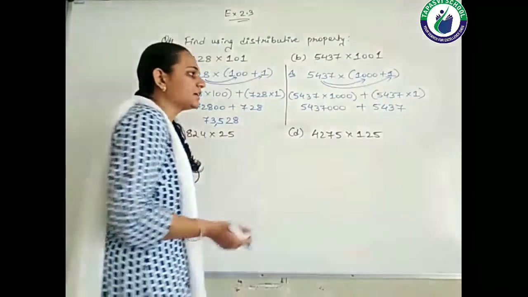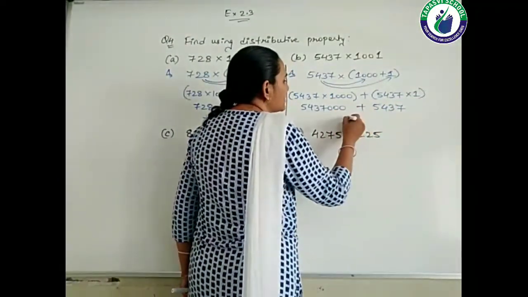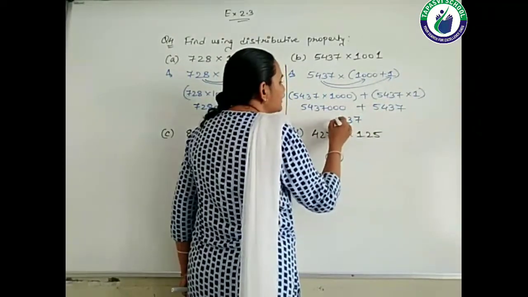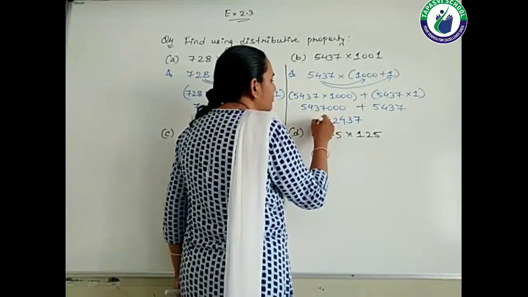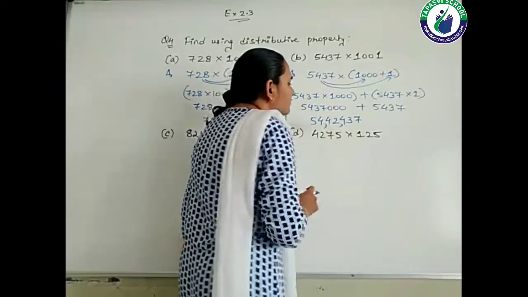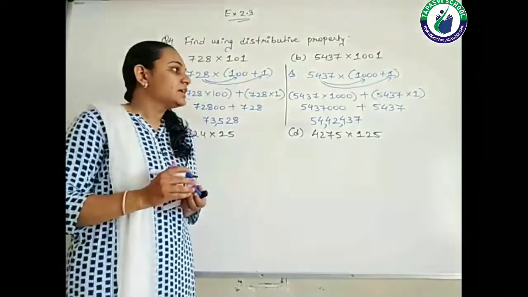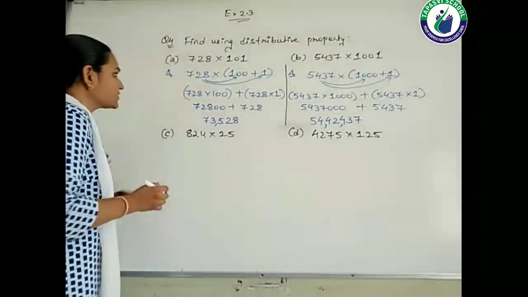So 0 plus 7, 7. 0 plus 3, 3. 0 plus 4, 4. 7 plus 5, it is 12. 1 plus 3, 4. 4 and 5. Right? So the answer is 5,442,437. Right, students?